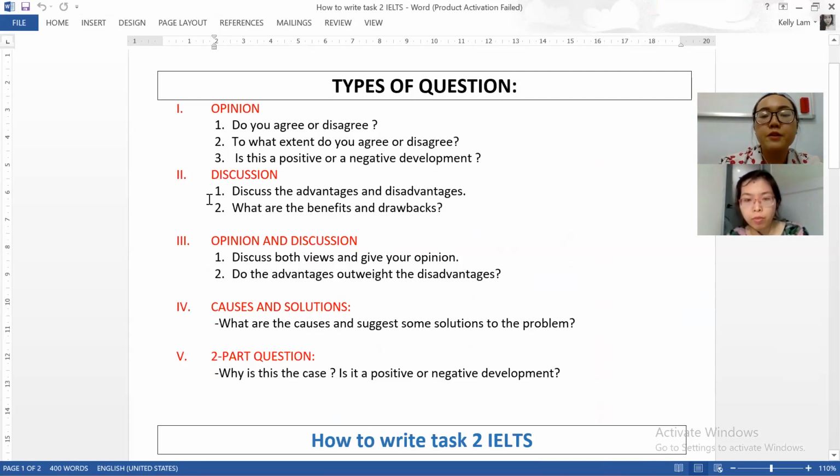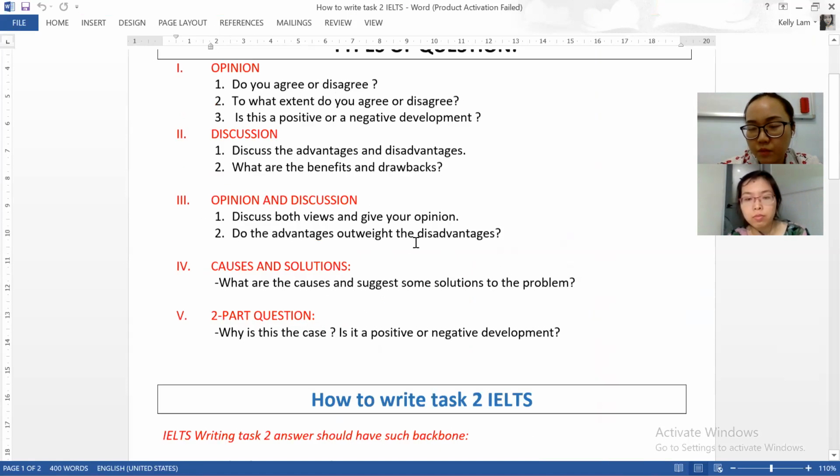And then we have the two-part question. So they will ask you, why is this the case? So they are asking for the causes. Okay, what caused this problem? And then they will ask you, is this a positive or negative development? So it's going to go to your opinion about this. So this is a two-part question.